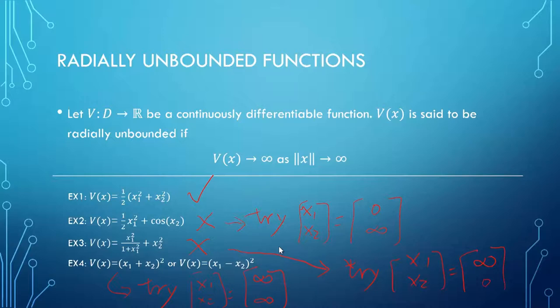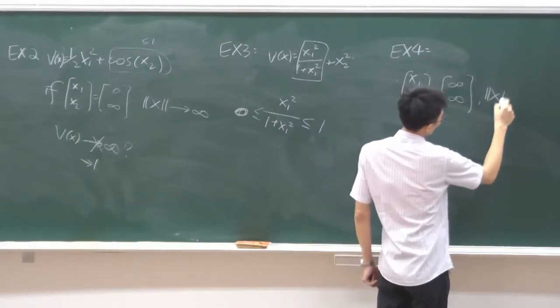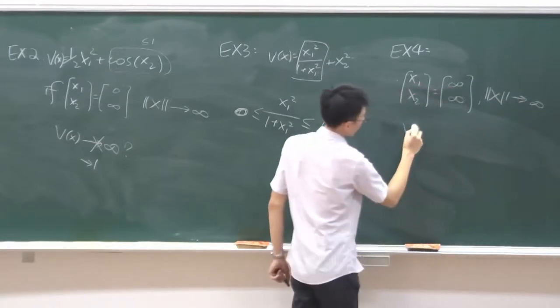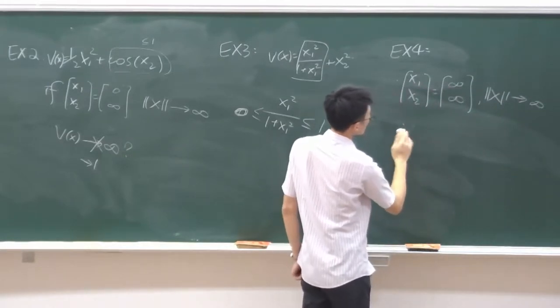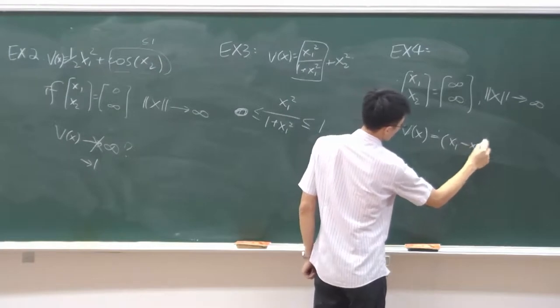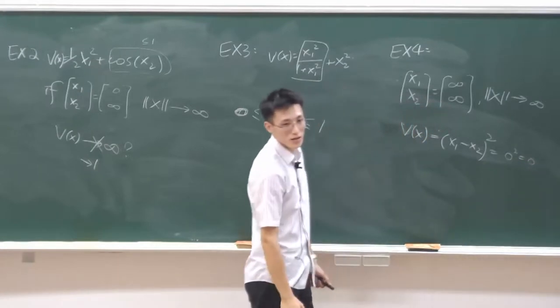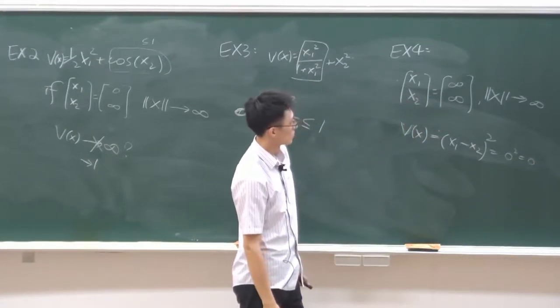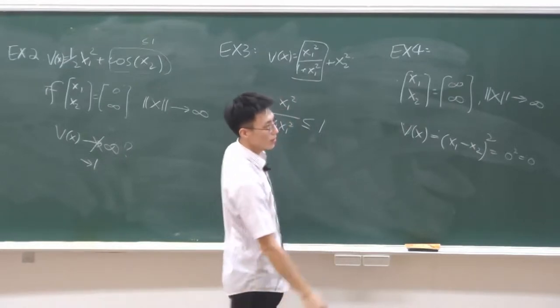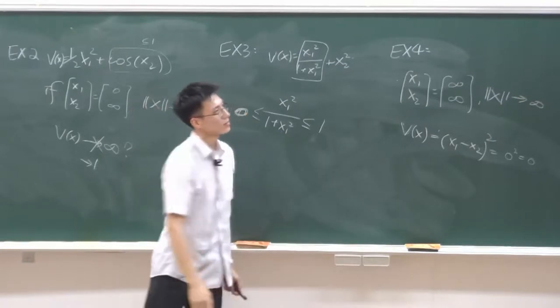If you try x1, x2 is infinity and infinity, the x norm goes to infinity, right? But what is V? For V to be x1 minus x2 squared, this is 0 squared, which is 0, right? So it's not radially unbounded, okay?